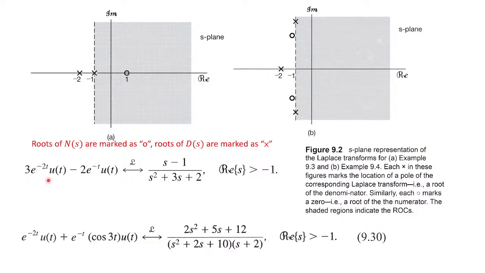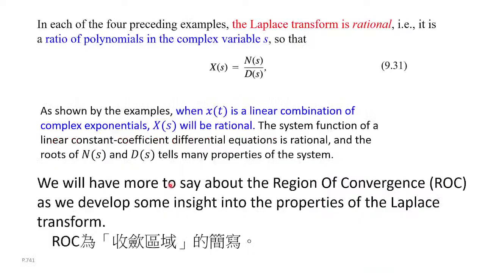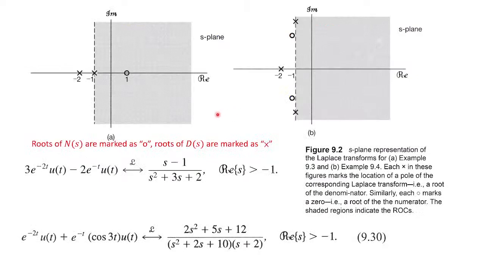So the first one is the linear combination 3e to the minus 2t, 2e to the minus t. And we have a Laplace transform that is this rational function, s minus 1 over s squared plus 3s plus 2. And we can mark the root of the numerator and the root of the denominator. So this is a big N for numerator and a big D for denominator.